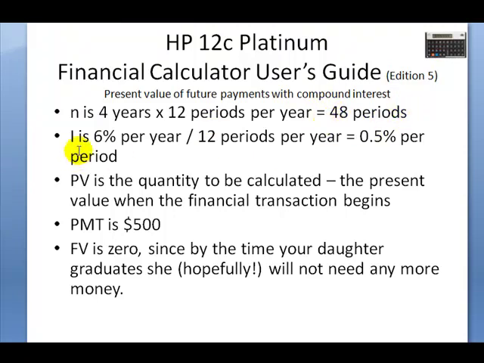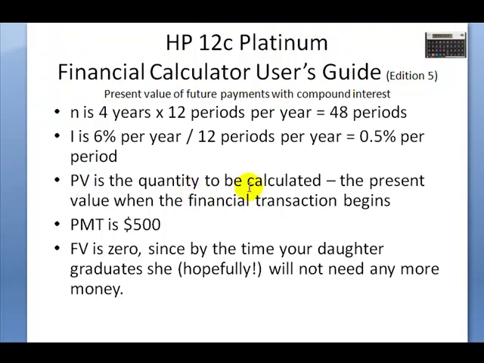Next, it said that the compounding rate was 6% per year. So if you divide that by 12 periods per year, that's effectively 0.5% per period, half a percent per period. If you take 0.5% per period, which is a month, and multiply it by 12 periods, you effectively come up to 6% per year.